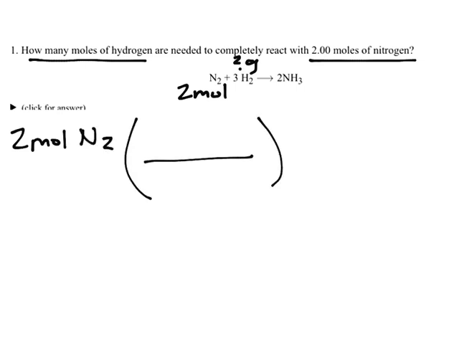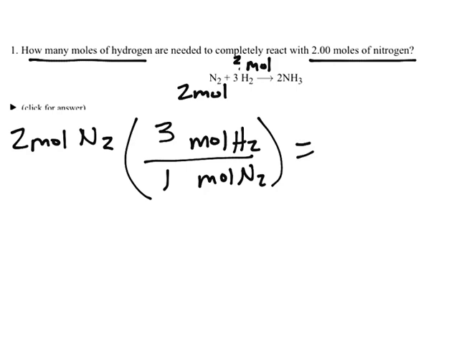We're already at mole, we're just trying to go to mole of the other substance. Sorry, I wrote a gram there, let's correct that to mole. We have mole of nitrogen down the bottom. We're working our way to mole of hydrogen on the top. The coefficients are 3 to 1, so this is a 3 to 1 ratio. So doing the dimensional analysis here, this simply comes out to 6.00 mole of H2.